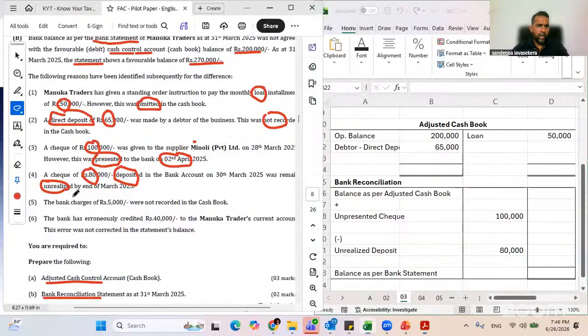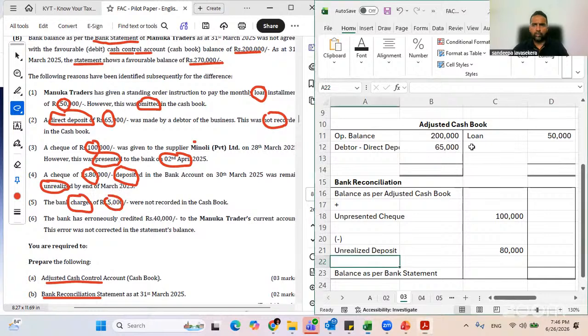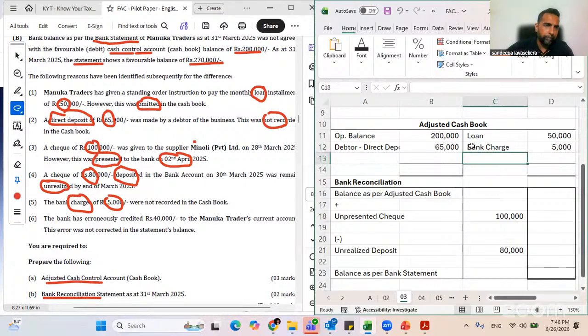Right. Next one, bank charge 5,000. Because of the bank charge, the cash book balance comes down.